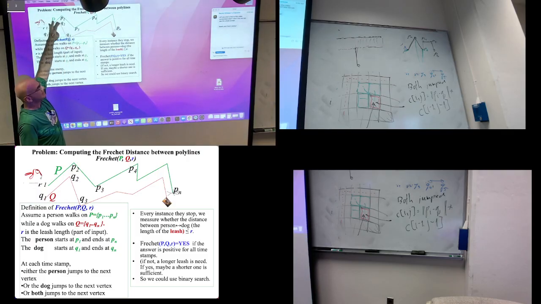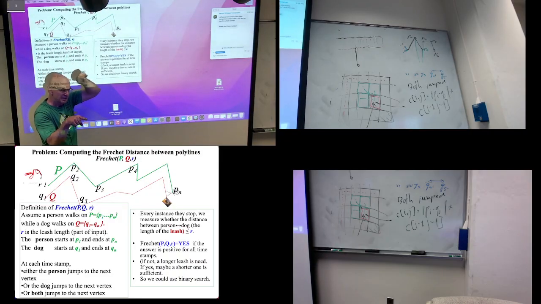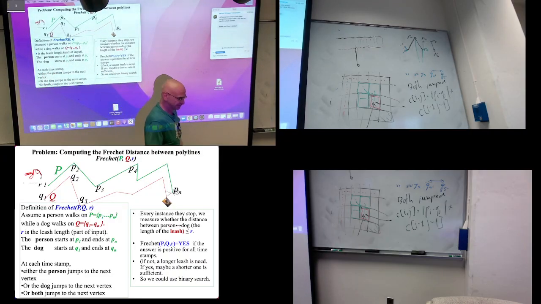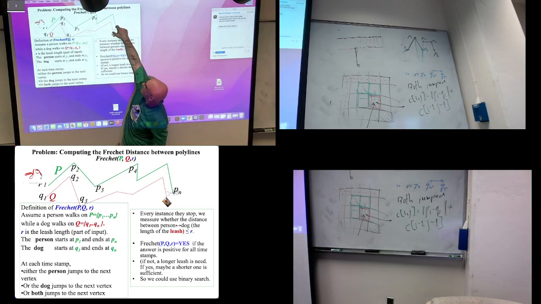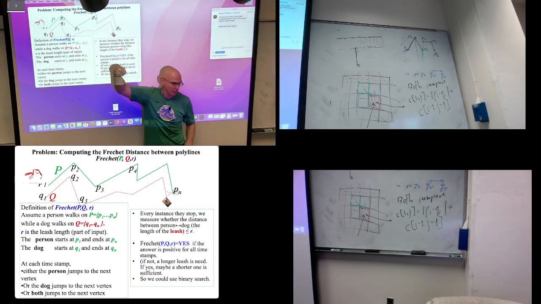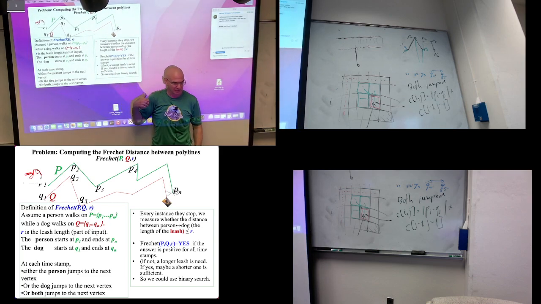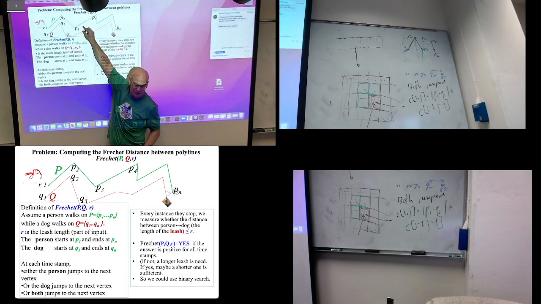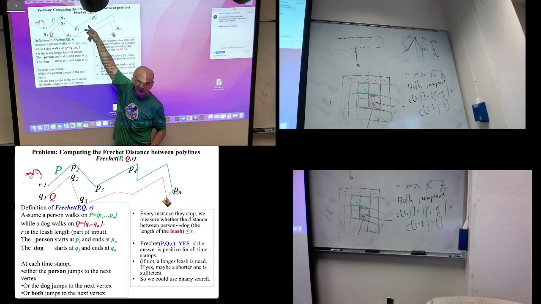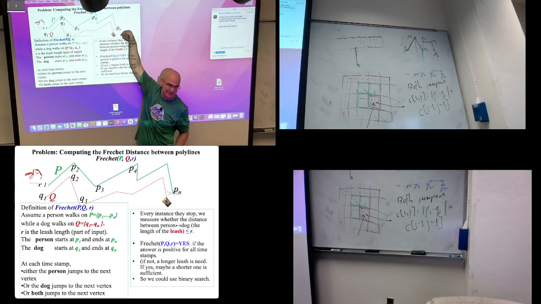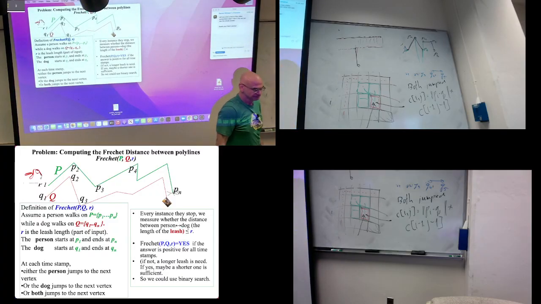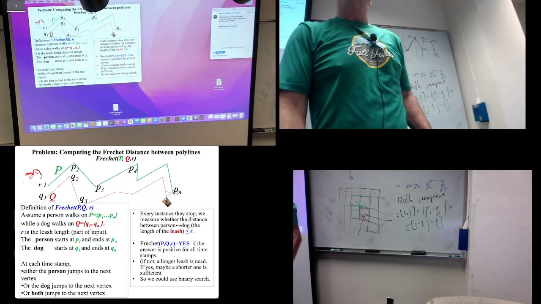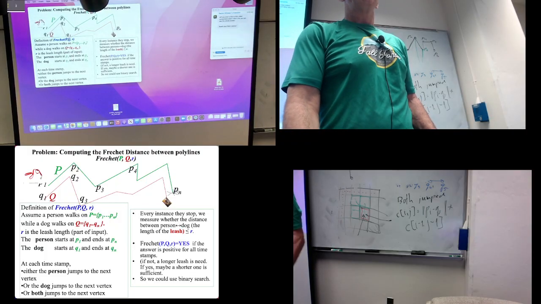And if there is any such scheduling, who moves when, for which the distance between the dog and the man is not more than R, starting at P1, Q1 and ending at Pn, Qn, never using a leash of more than R, then the Frechet will tell you yes, possible. If R is too short, and no matter which schedule I use, no matter who jumps when, I cannot move them all the way to the end, the Frechet will say no. That's what I need this algorithm to do. Clear?